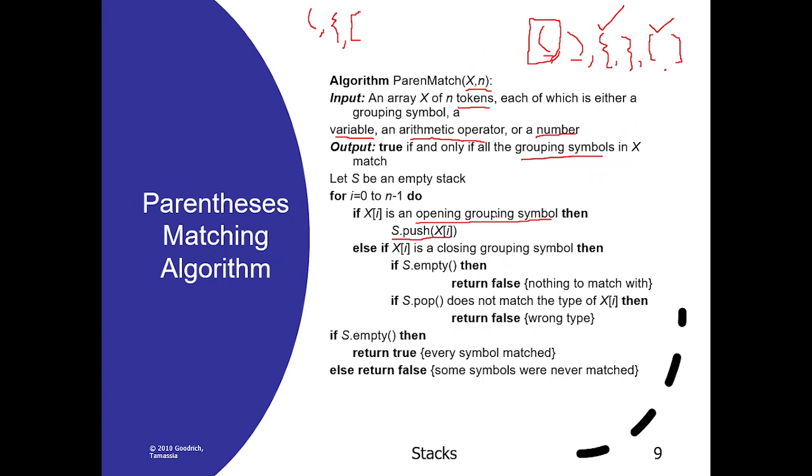So if it is an opening grouping symbol, keep pushing it onto the stack. If it is a closing grouping symbol and the stack is already empty, it means we don't have a corresponding opening symbol to match, so this expression is not correct, and you return false. And if the symbol that we popped does not match the opening symbol, you also return false. The symbols do not match. And if the stack is empty, then we return true.